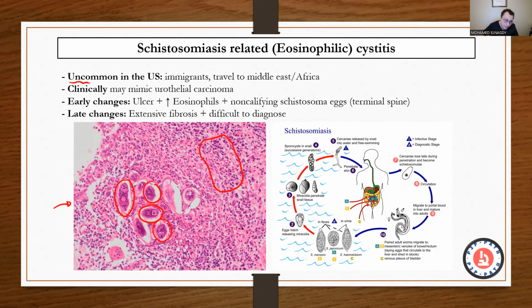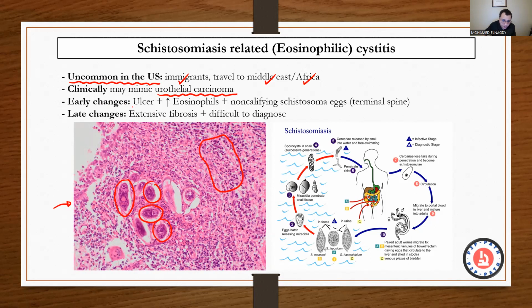It's very uncommon in the US because it's more common in developing countries. So you might see keywords in the question saying that this is an immigrant or a US citizen who traveled recently to the Middle East or Africa, where he got the infection. It clinically sometimes mimics urothelial carcinoma with that much extensive inflammation. You might think about stromal reaction or anything.